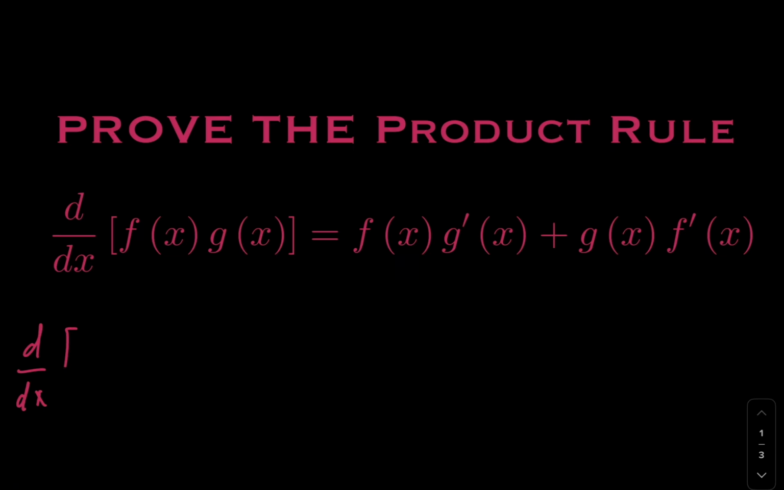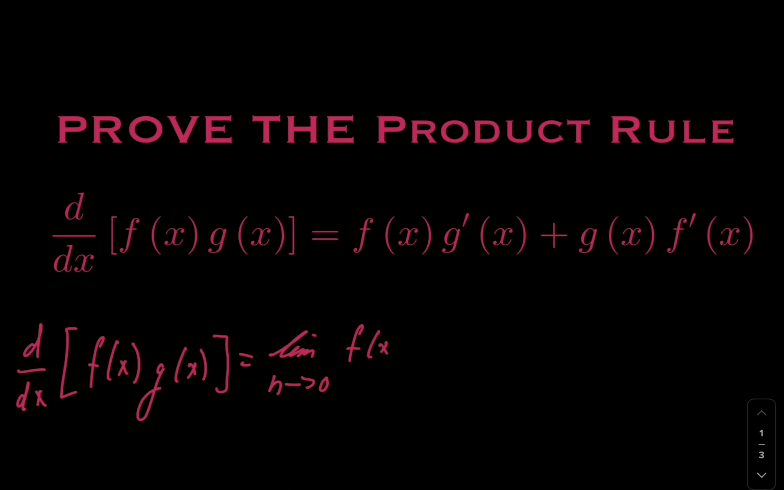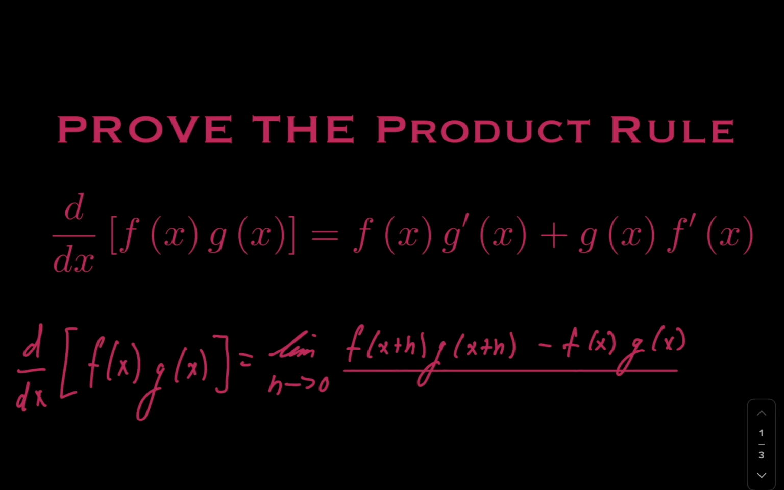So the derivative with respect to x of f of x times g of x is going to equal the limit as h approaches 0 of f of x plus h times g of x plus h minus f of x times g of x, all divided by h.